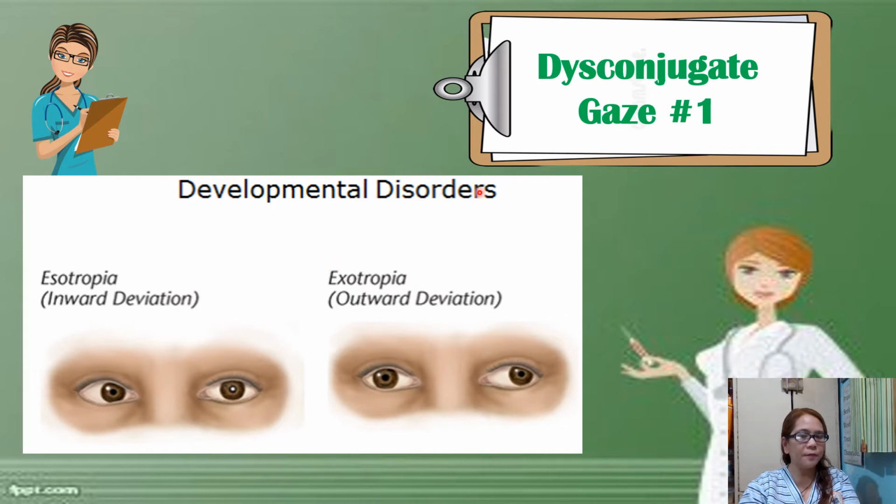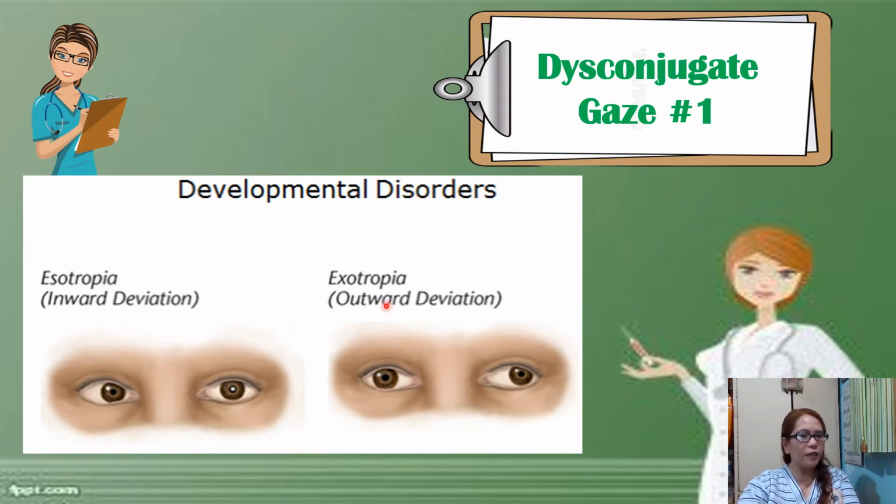So, moving on to another finding, we have this conjugate gaze. We have what we call esotropia, wherein there is an inward deviation. As you can see, it is a type of strabismus or eye misalignment in which one or both of the eyes turn inward. So dito siya. So yan, parang itong left eye ko.